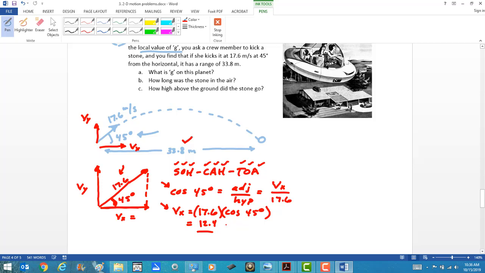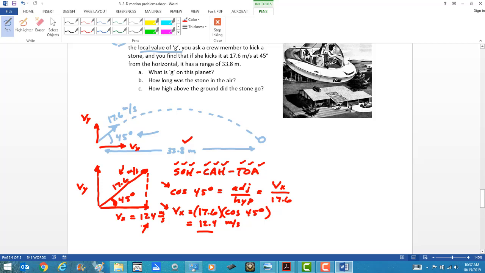And the answer there is 12.4. The units are meters per second because you just solved for the x component of that stone's velocity, 12.4 meters per second. So in other words, the person kicks it at 17.6 meters per second at an angle. The x component of that represents 12.4 meters per second.